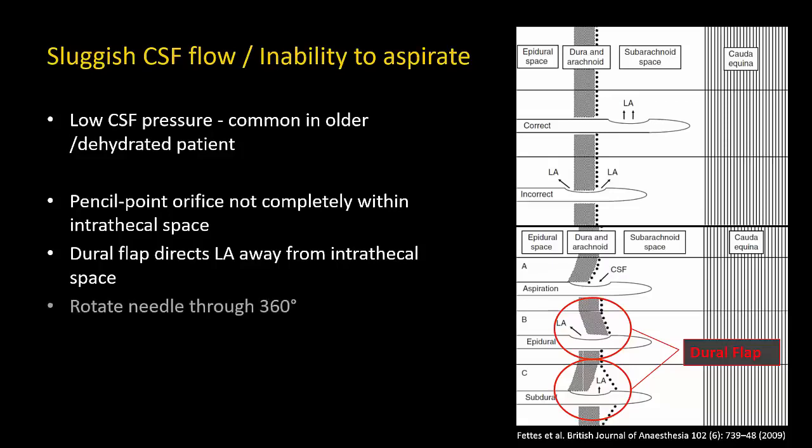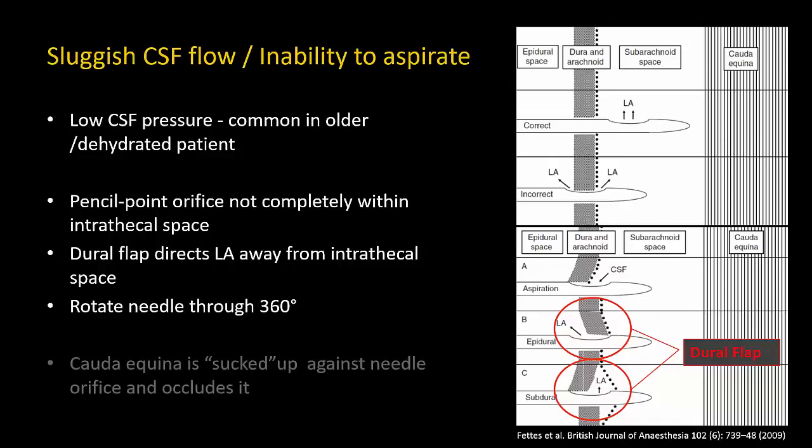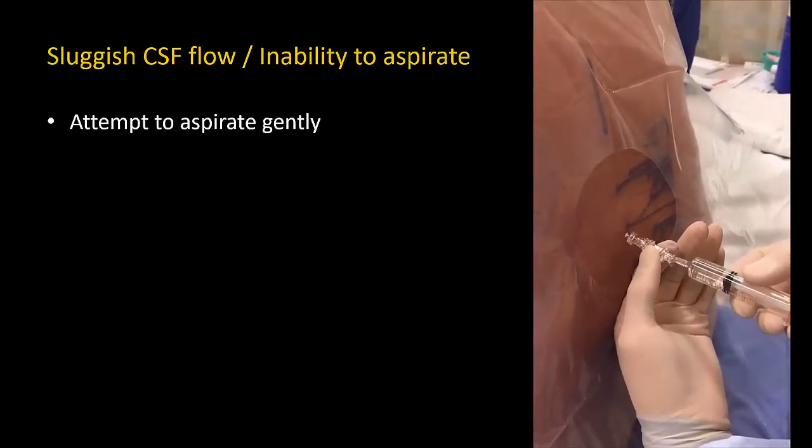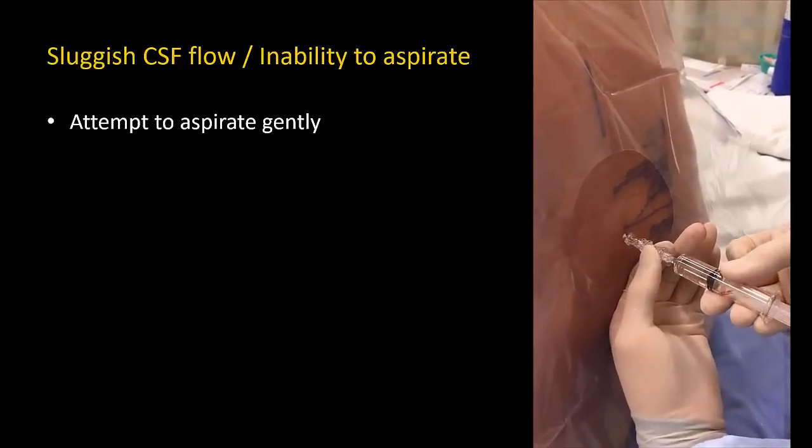An easy maneuver to minimize these issues is to spin the needle through 360 degrees, and is something I personally do routinely. Another reason you may be unable to aspirate is if you pull too hard on the plunger of your syringe. This can occlude the orifice by sucking the cauda equina up against it, in the same way that we can collapse a small vein when trying to draw blood too aggressively. In both cases, gentle aspiration is the key. As I've said earlier, you just need to feel the plunger move slightly.